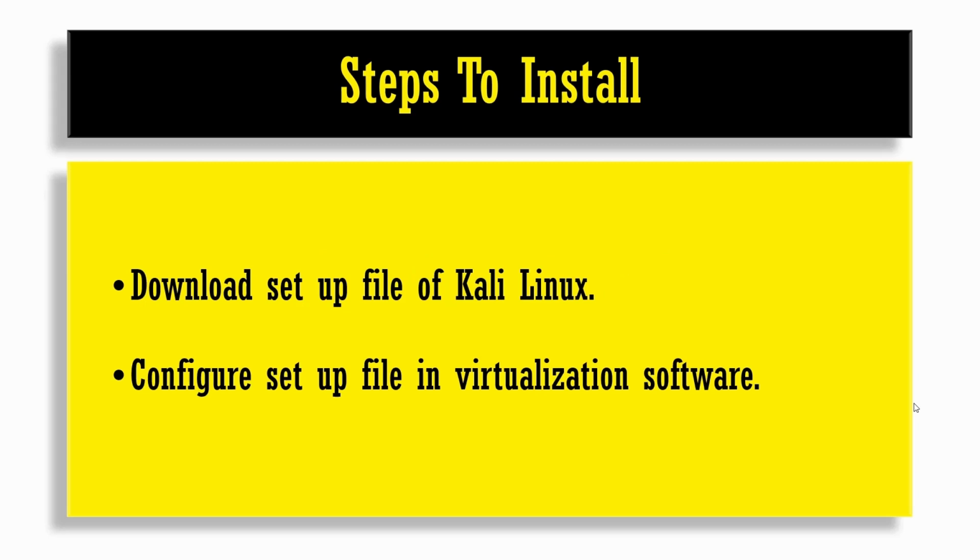Now let me drive you through the procedure of how to install Kali Linux. There are basically two steps. First is installing the Kali Linux virtual machine file that can either be in .ova extension or can be in .iso extension. In this video, I will show you the procedure for installation of both the files. And second is configuring it in virtualization software.